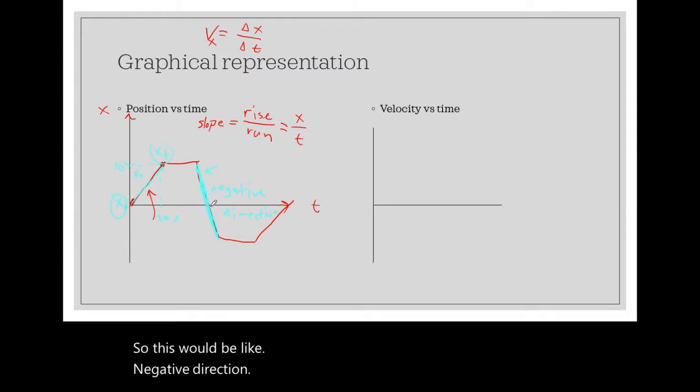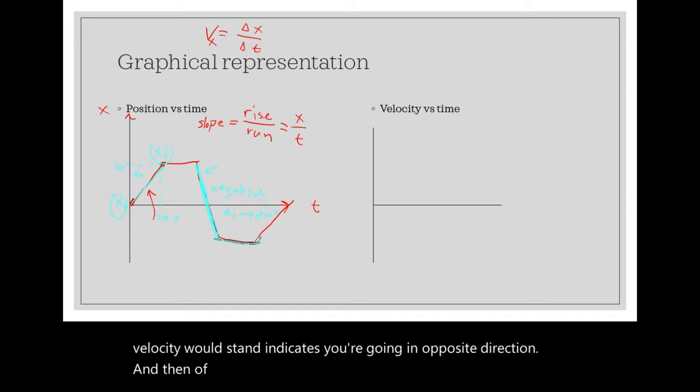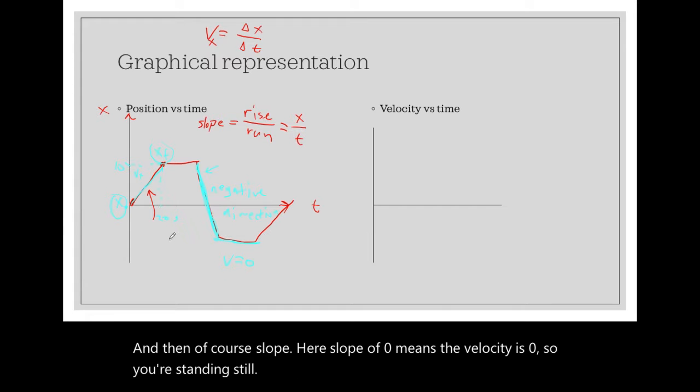Close enough. So negative slope indicates a negative velocity, which then indicates you're going in the opposite direction. And then, of course, a slope of 0 means the velocity is 0. So you're standing still. Okay, so I think that's all I want to say about that.